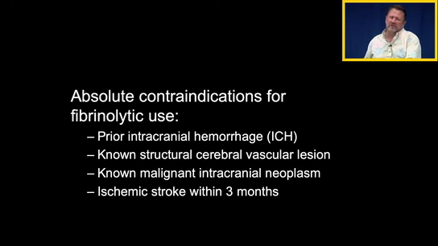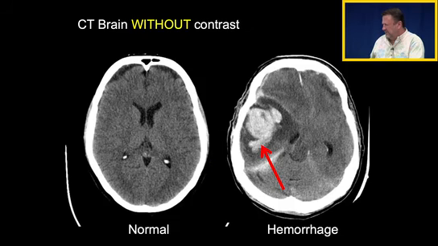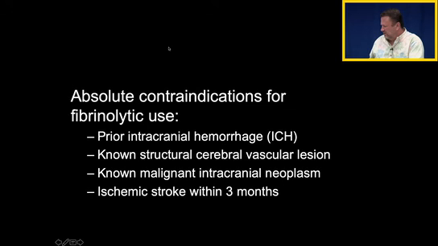So obviously, if they've had bleeding inside of their brain, we never want to give them a fibrinolytic. Or if we know there's some kind of vascular lesion like arteriovenous malformation. If we know that they have cancer in their brain, then we'll end up with it like this if we give them fibrinolytics. All right. If they've had stroke, even if they've had a non-bleeding stroke in the last 3 months, we're not going to turn around and use fibrinolytics on them.